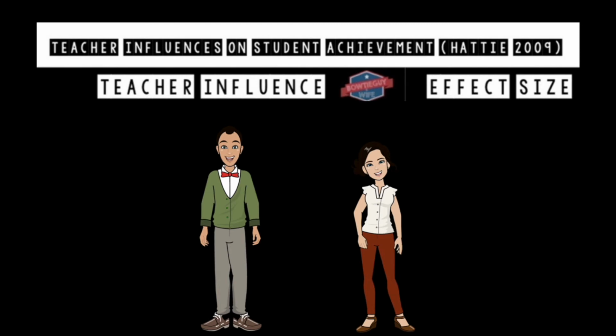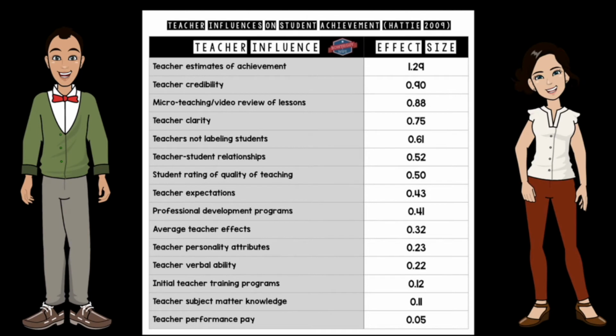Now, when it comes to teacher influences on student achievement, there has been a bevy of research to support that teachers have a massive influence on students. Let's talk about some of the research and some of the effect sizes that come along with that. So, a teacher's estimates of student achievement has a massive effect size, the most out of any of these influences. Next, teacher credibility, micro-teaching, and the video review of lessons.